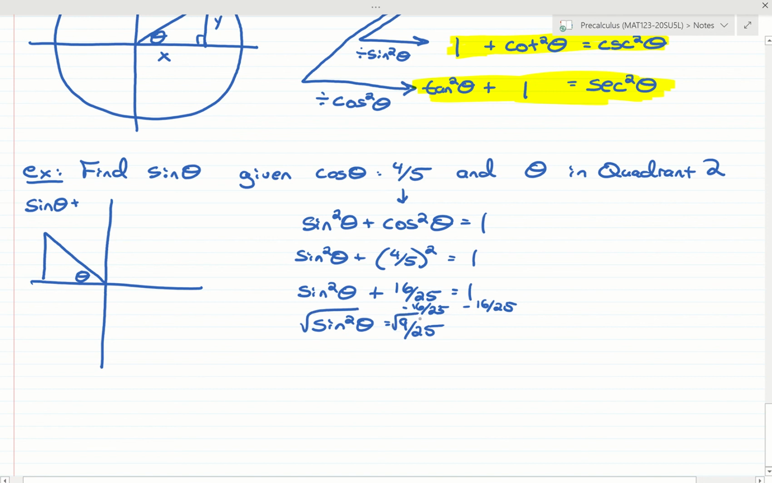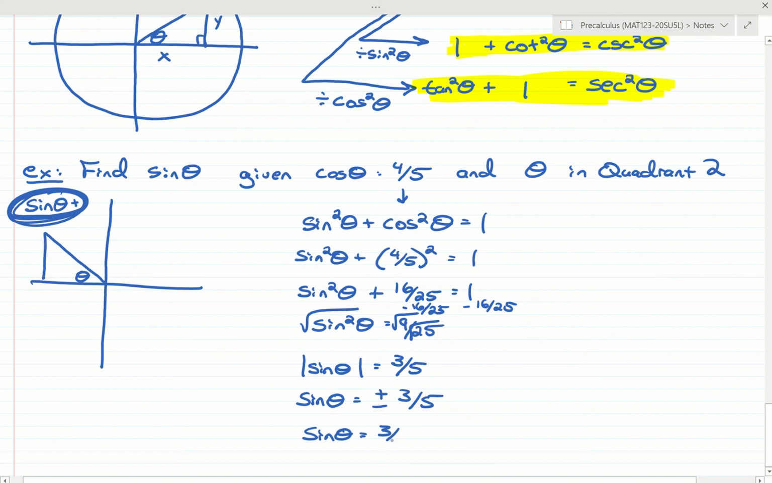And when you go to take the square root of this, remember, whenever you take the square root of something squared, it is absolute value, and we get 3/5. So this would give us sine is positive or negative 3/5. But we know that theta is in quadrant 2. So when theta is in quadrant 2, sine is just positive. So our only answer, sine has to just be positive 3/5, and that's where that comes from.